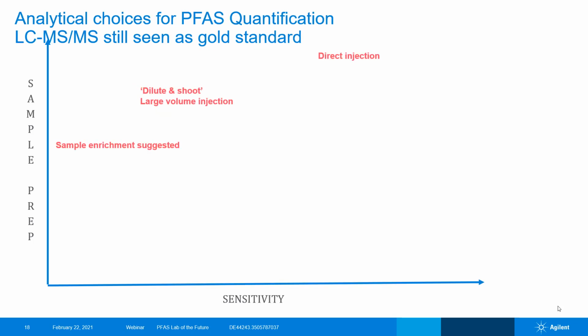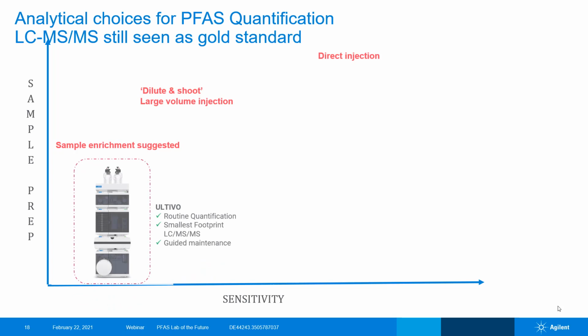The gold standard, though, for analysis of PFAS currently is and will continue to be the use of an LC triple quadrupole instrument or LC-MS-MS, right? And so many of our regulatory methods like EPA and ASTM and ISO methods use an LC-MS-MS for targeted quantification of PFAS, and that's really not going to change.